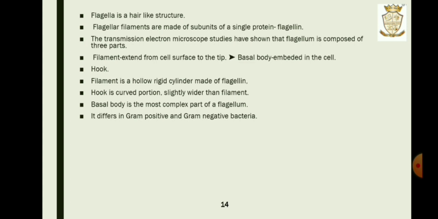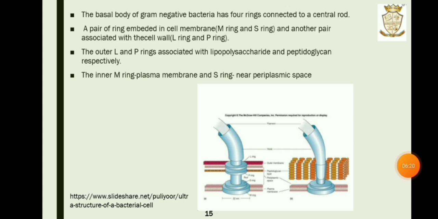The basal body is the most complex part of the flagellum. It differs in gram-positive and gram-negative bacteria. The basal body of gram-negative bacteria has 4 rings connected to the central rod, a pair of rings embedded in the cell membrane, and another pair associated with the cell wall. The outer L and P rings are associated with the lipopolysaccharide and peptidoglycan respectively. The inner M ring is in the plasma membrane, and the S ring is near the periplasmic space.